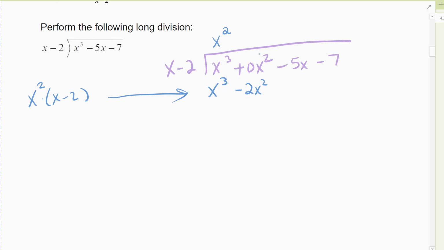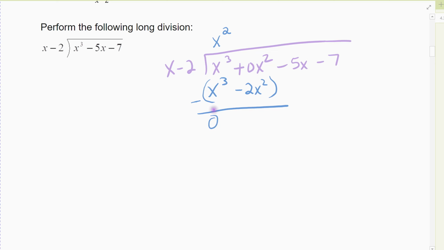Because I can only add like terms. I can only subtract like terms. And that's my next step in the process. I'm going to subtract what I just wrote out. Right now I'm going to do a subtraction step. So now my next step is to subtract that to get rid of the x cubed.